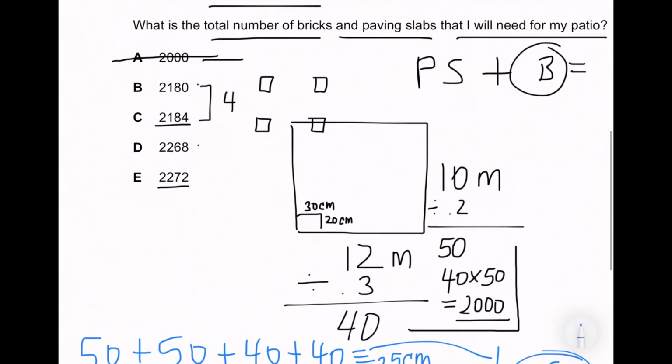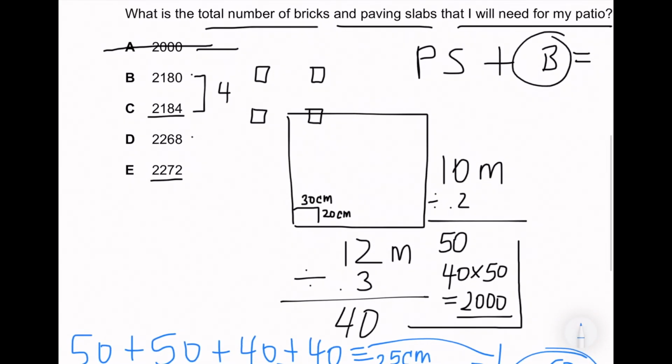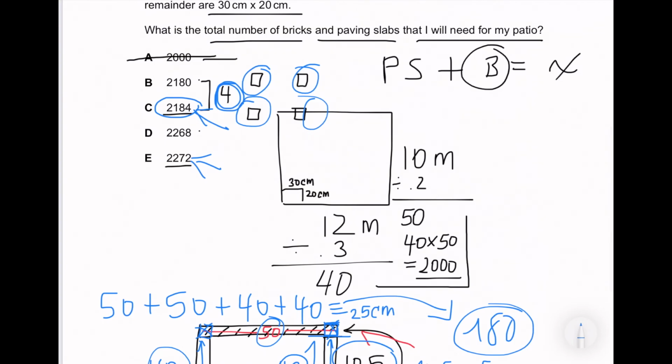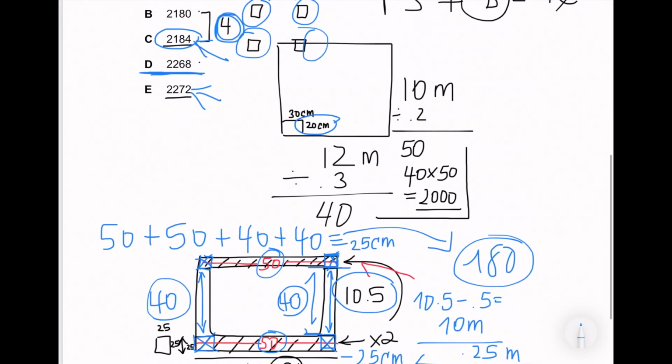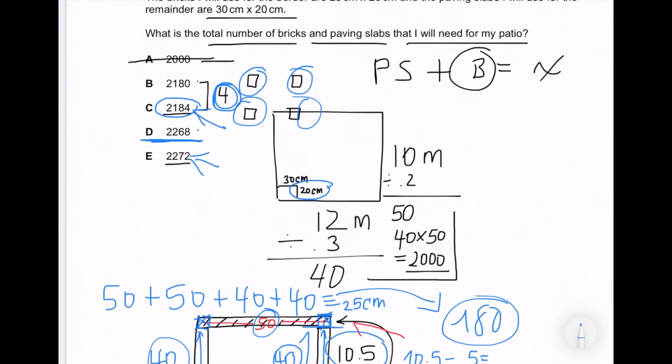Okay, so yeah, actually I was wrong here. The trick answer would actually be 2184, because if you duplicated the extra 4 corners, you would have gotten one of these answers here, either this one or this one. And I think this answer is if you use the 20 centimeter paving stone height instead of the 25 centimeter brick height. So that might be the trick answer there.